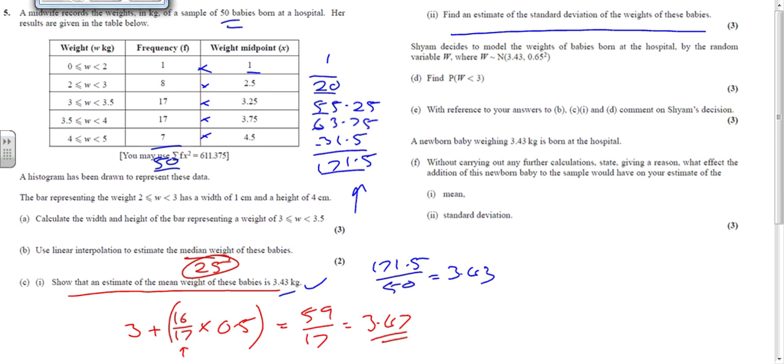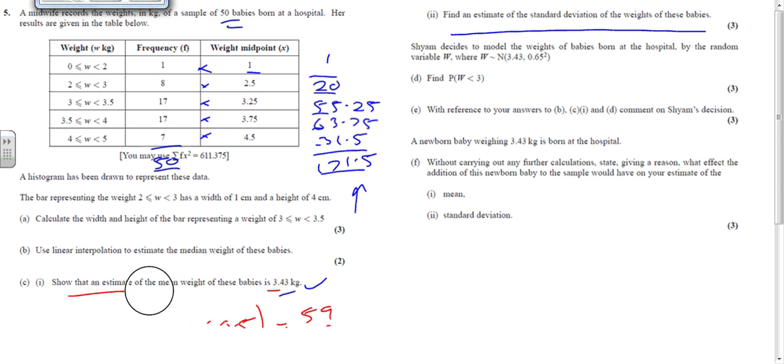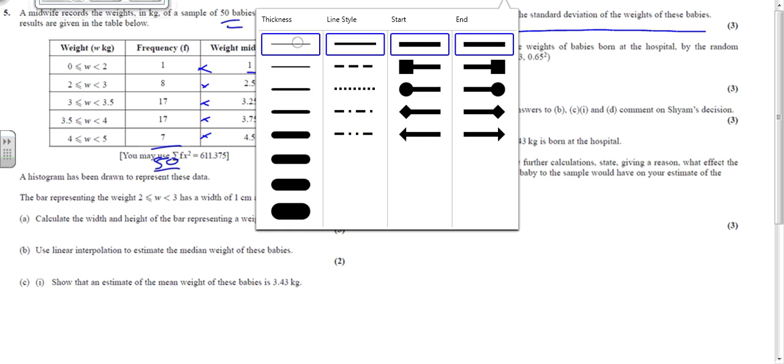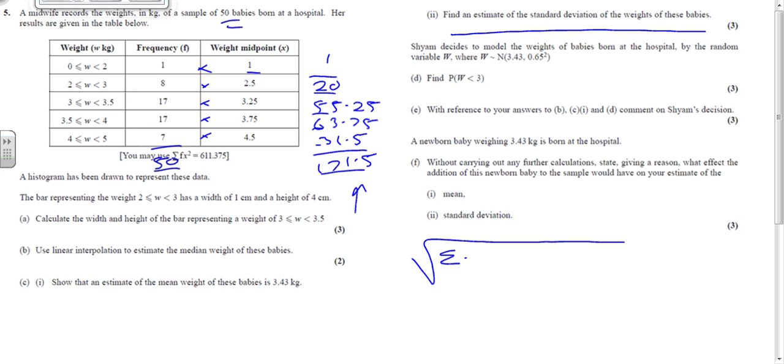Now, if we make ourselves some room here, the standard deviation is the sum of x squared divided by n, minus the mean, which is the sum of x over n, squared. Then we square root all of that. Let's explain this a little bit better. We take the midpoint, square it, and then times it by the frequency. So it's going to be 1 squared times 1, 2.5 squared times 8, 3.25 squared times 17, and that's going to give us this value here. Once we've got that, we then divide by n, which in this case is 50.